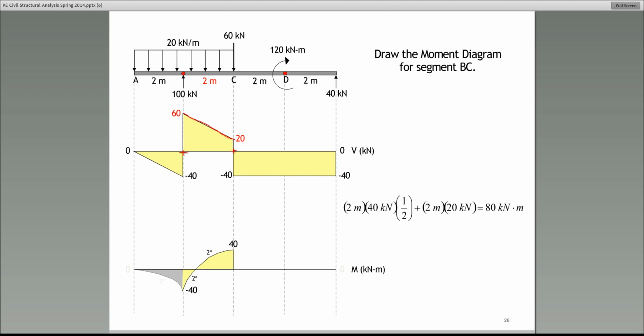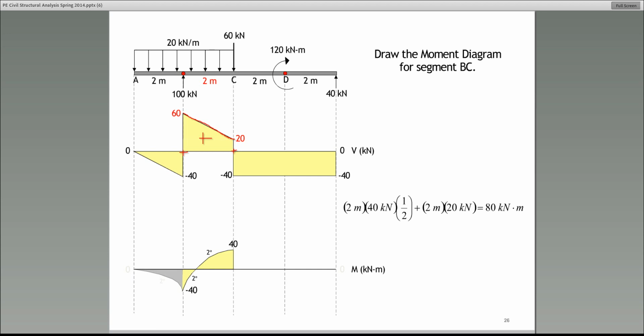So the moment needs to be a second degree curve with a negative or positive slope. With positive slope. Why? Because the shear is above the x-axis. It's positive between B and C. Therefore, there it is. That's the second degree curve. It's a parabola with a positive slope.